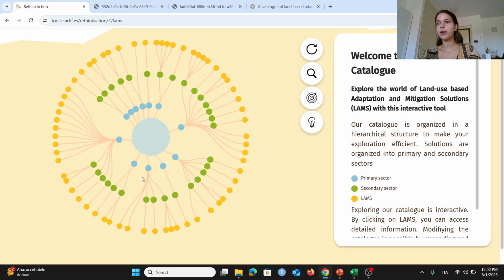You will see a flower-like visual. Yellow dots represent LAMS, light blue dots indicate the primary sector involved. You can filter LAMS using several parameters. The sector, so you can browse the tool and just identify the sector that for you it's interesting, or you can enter a keyword. For example, solar.